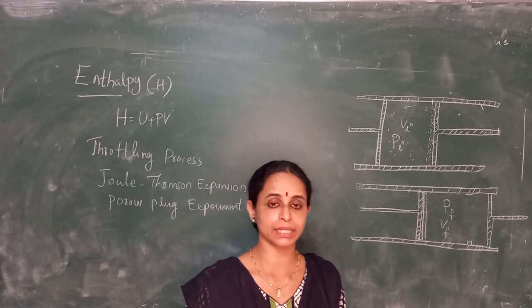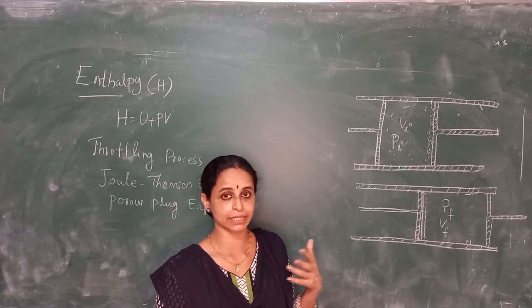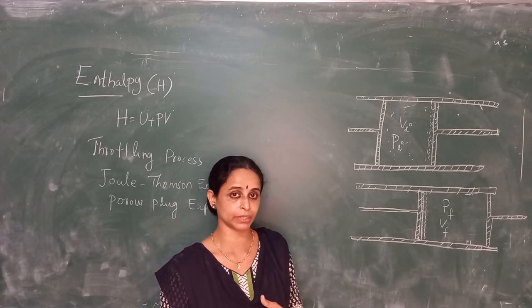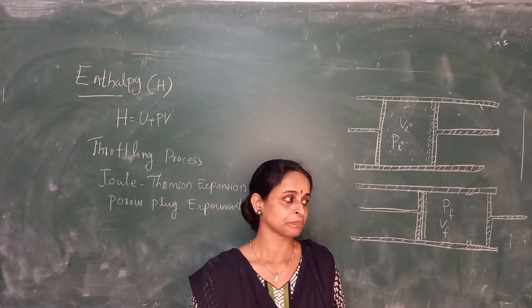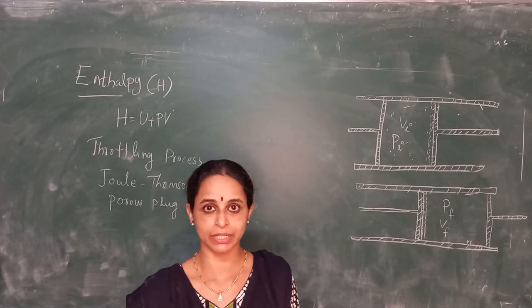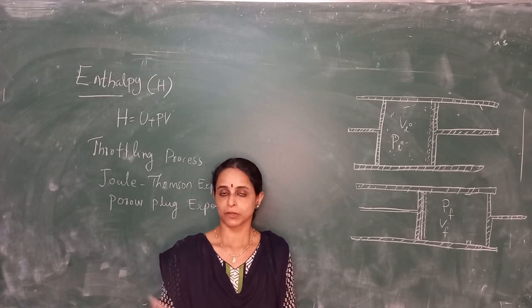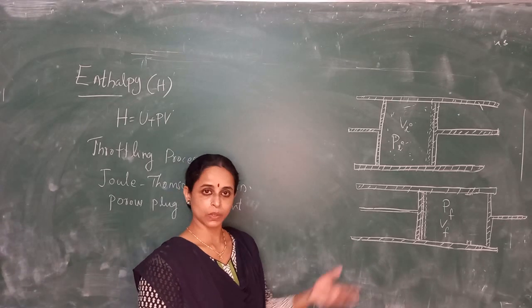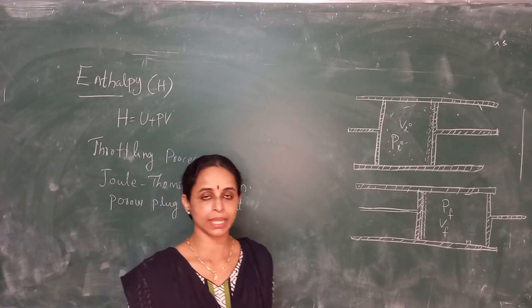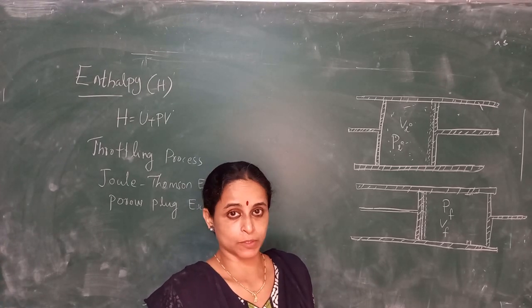In order to obtain that condition, we can derive that equation. Property 1 of the enthalpy, that is the first property: the enthalpy is not changing before and after the porous plug experiment or the throttling process. A throttling process is actually an internal mechanical irreversible process.